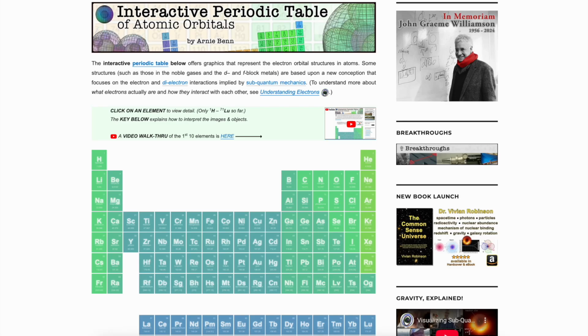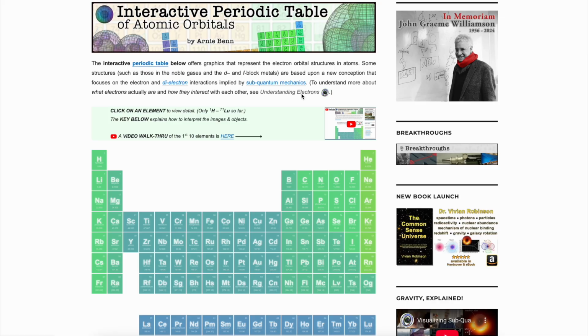The purpose of this periodic table is to provide a visualization of the atomic orbitals and orbital hybridization that occurs in atoms. It's based on the nature of what the electron actually is as a self-confined photonic wave structure.